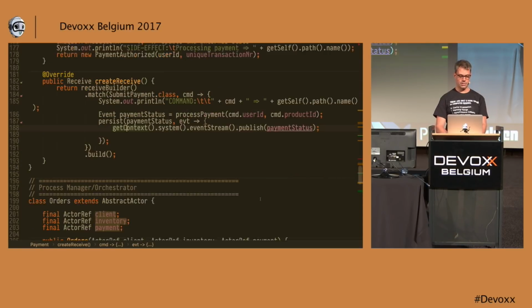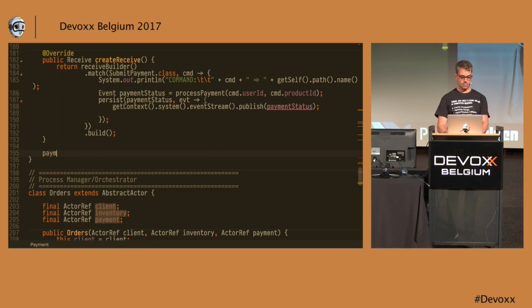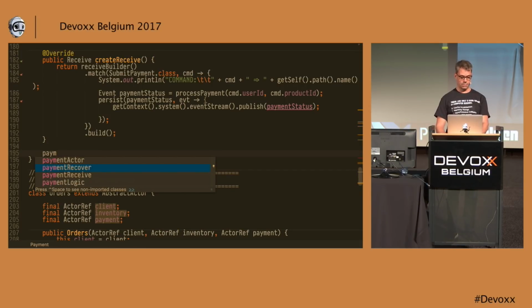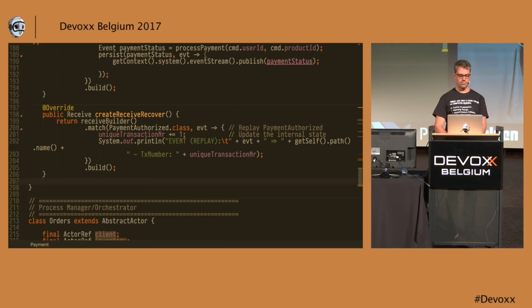So I want to persist the payment status, and I also need to implement the recover here, saying that whenever I get a replay of the payment authorized, I'm going to update my internal state, the transaction ID here, and print it out. Okay, so this is really all I need to do.